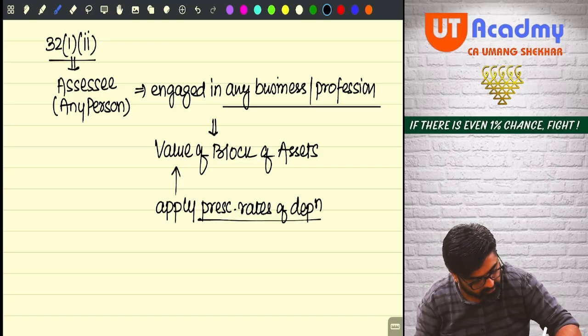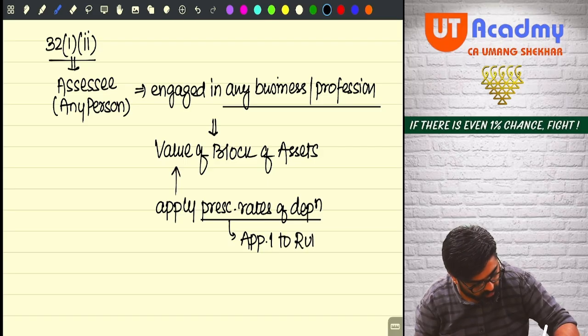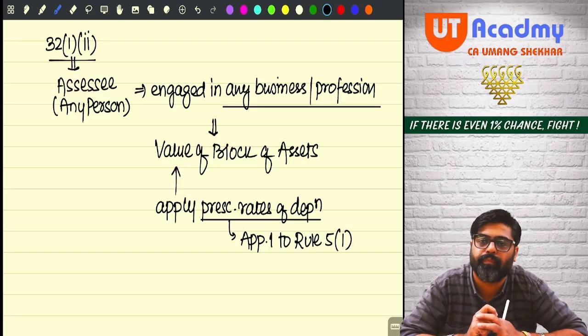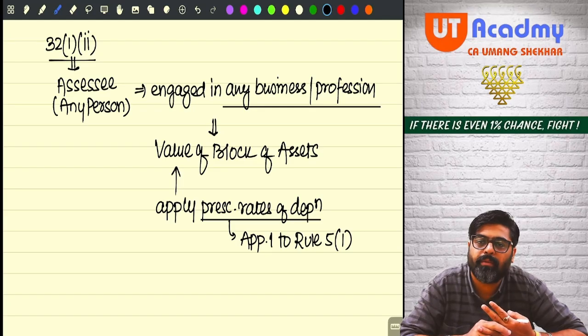And what are the rates prescribed? The prescribed rates are given in Appendix 1 to Rule 5, Sub-Rule 1. Getting my point? Apply the prescribed rates of depreciation, and where the rates are prescribed.